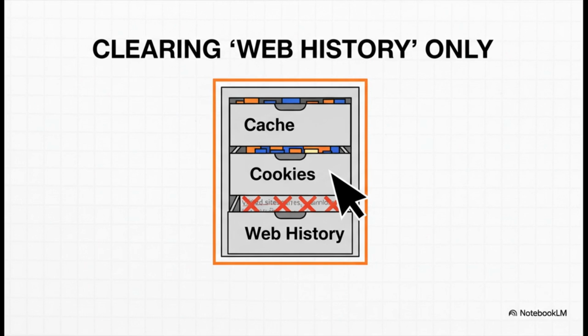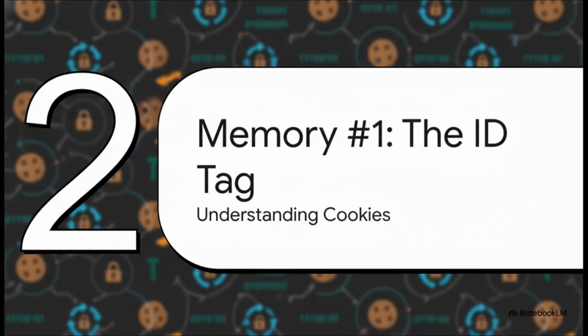Okay, so here's the key. When you click Clear History, you are only telling the browser to empty one of those drawers, the one that keeps a log of the pages you've been to. The other drawers, like the one holding on to all your cookies, are left completely untouched. And this brings us to the main reason for those annoying, persistent suggestions, a little something called a cookie. Let's take a look at what that actually is.